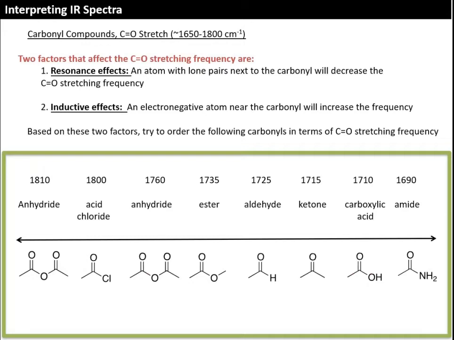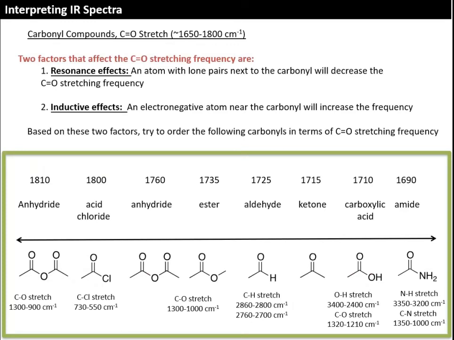If you wanted to be more confident in your assignment, then you could look for additional stretching bands. For example, if you were deciding between a carboxylic acid and a ketone, then you might also look for the OH stretch of the acid. The additional vibrational frequencies that you might use to help you distinguish between different types of carbonyl-containing compounds are included on the bottom of this slide, and we'll see them in more detail as we move forward.